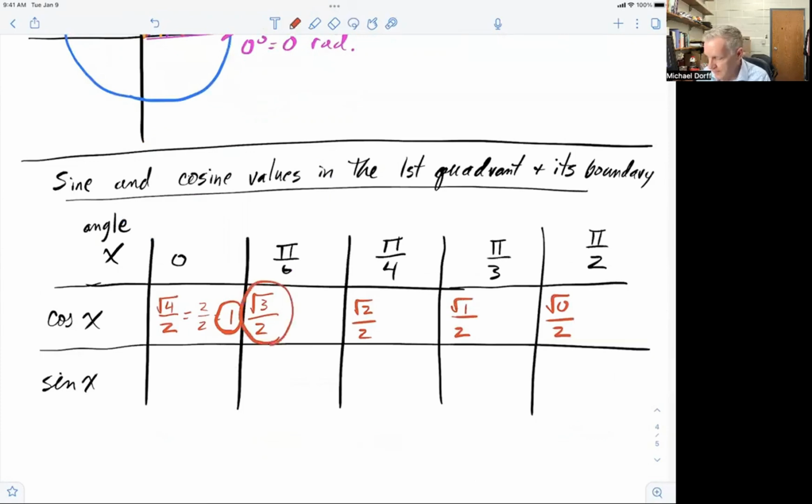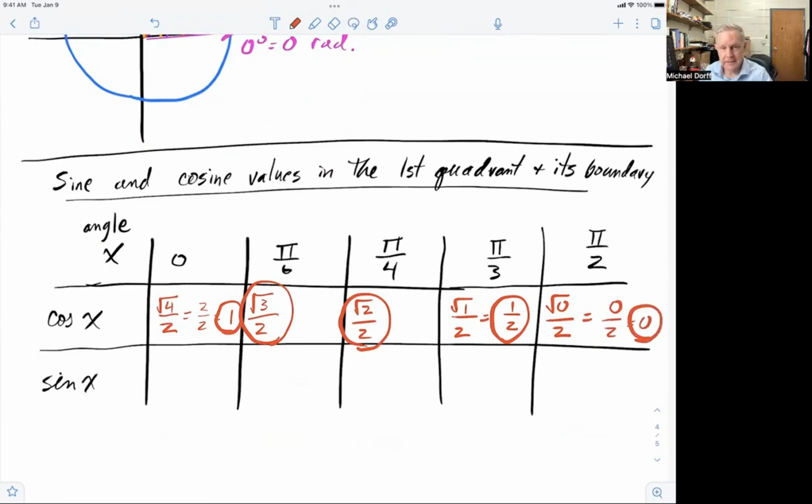Square root of 2 over 2 doesn't simplify, so we leave that one like it is. Square root of 1 does simplify. What's the square root of 1? It's 1. So now I have 1 over 2, and that's that answer. And the last one, square root of 0, that's the same as 0. So I get 0 over 2, or 0. That's really cool, I think, that you have this pattern that works for these angles.